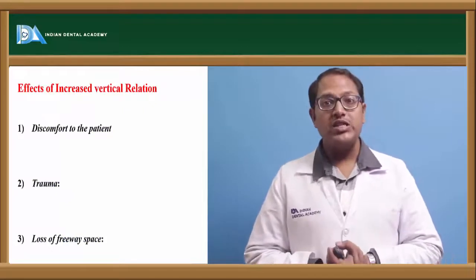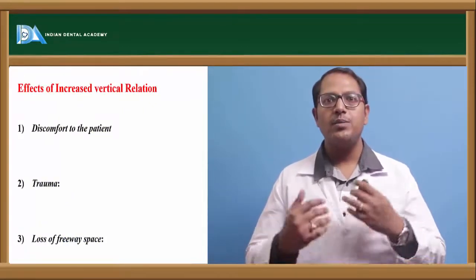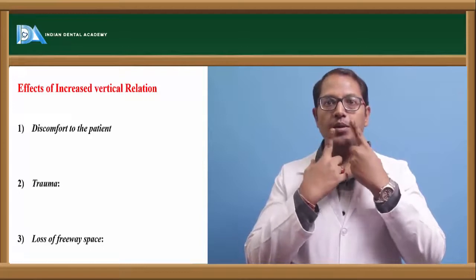Now, effects of increased vertical dimension. What will happen if the vertical dimension is more? There will be incompetent closure of the lips.